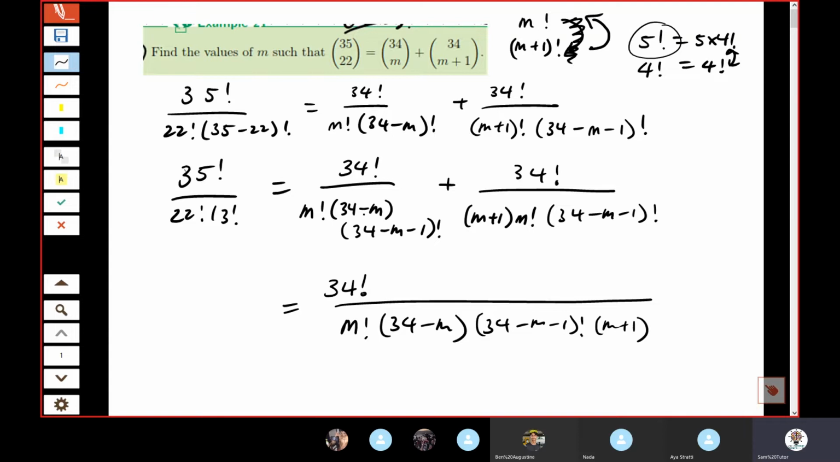Then we ask ourselves what's missing. What's missing from 1, 2, and 3 compared to 1, 2, 3, and 4? You're missing an m plus 1 plus 34 factorial. What are you missing from these 3 and these 4 again? 34 minus m. Any questions?